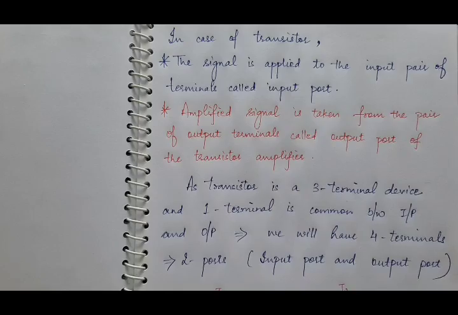So if we have one terminal common, then we will have 2 circuits, the input circuit and the output circuit. The input circuit has 2 terminals, and the output circuit has 2 terminals. So on the whole, we have 4 terminals because one terminal is common between the input side and the output side. So in this way, the transistor, which is actually a 3-terminal device, is acting like a 4-terminal device. So that is why we can use this transistor as a two-port network, means a 4-terminal device.